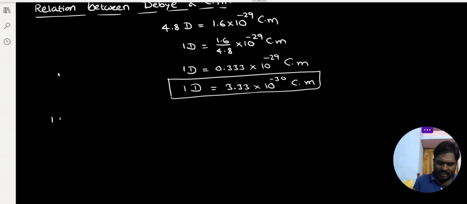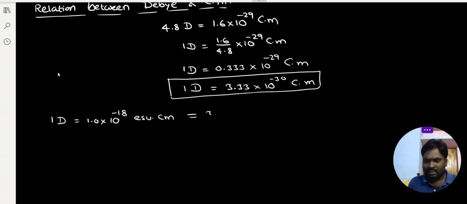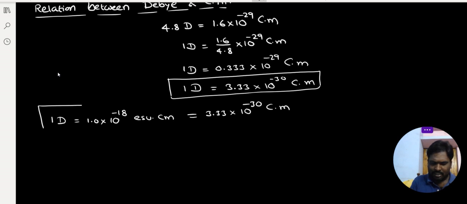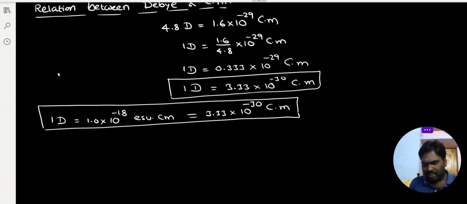Clear? So the relation is: 1 debye equals 1.0 into 10 to the power of minus 18 ESU centimeter, which equals 3.33 into 10 to the power of minus 30 coulomb meter. This is a very important relation for NEET or JEE. Clear?